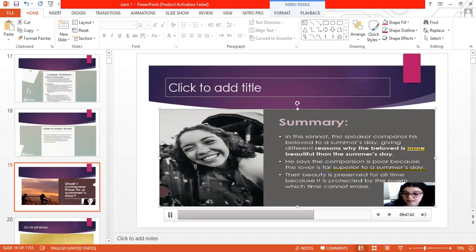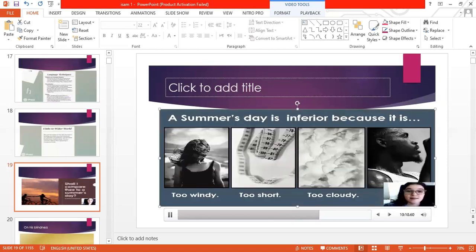Okay, and it also says here that the beauty is preserved for all time. The beauty will not die. It will always be remembered because it is protected by the poem, which time cannot erase. So as long as people are studying this poem, the people will be reminded of how beautiful Shakespeare's subject was.